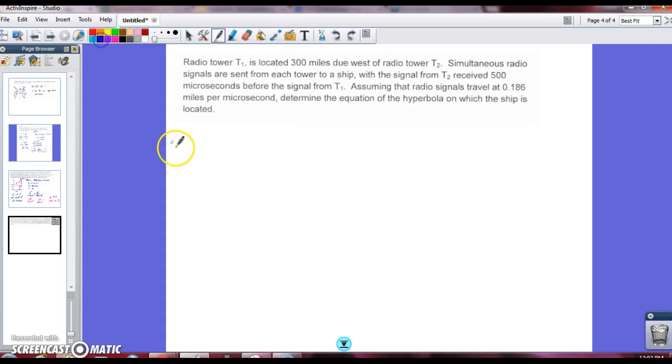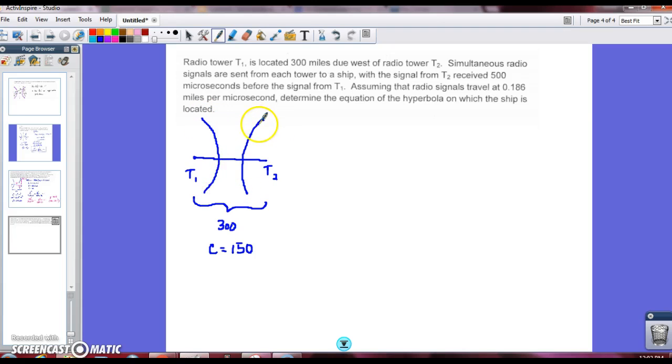Okay, so again, I'm going to draw myself a picture. You know how much I like to have pictures. It says T1 is located 300 miles due west of radio tower T2. 300 miles. I think that's what I said. So this distance here is 300. Remember, that's focus to focus, which means that C is going to be half that at 150. Here's our hyperbola. Here's our ship. I'll call that S. Really doesn't matter what letter you use there.